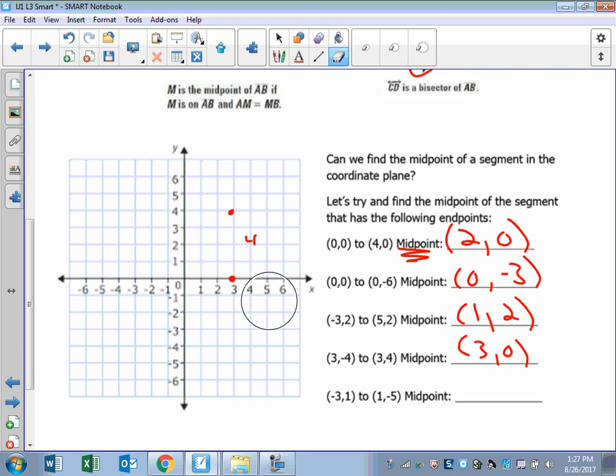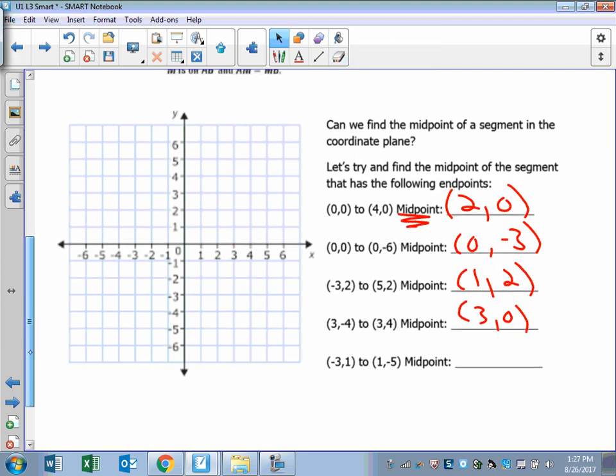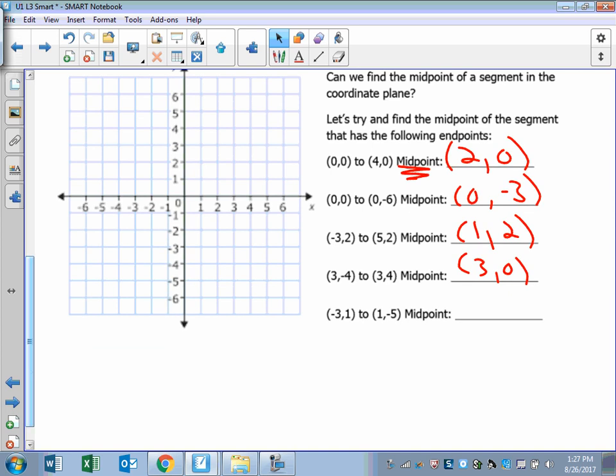Now, if you remember the last video at all, you know that what's coming up next is some kind of trick. We have negative 3, 1, and we have 1, negative 5. So here we are running into a diagonal again, and we need to find the midpoint. But if we look back at what we did for each of the ones before, we just found half of whatever was changing.